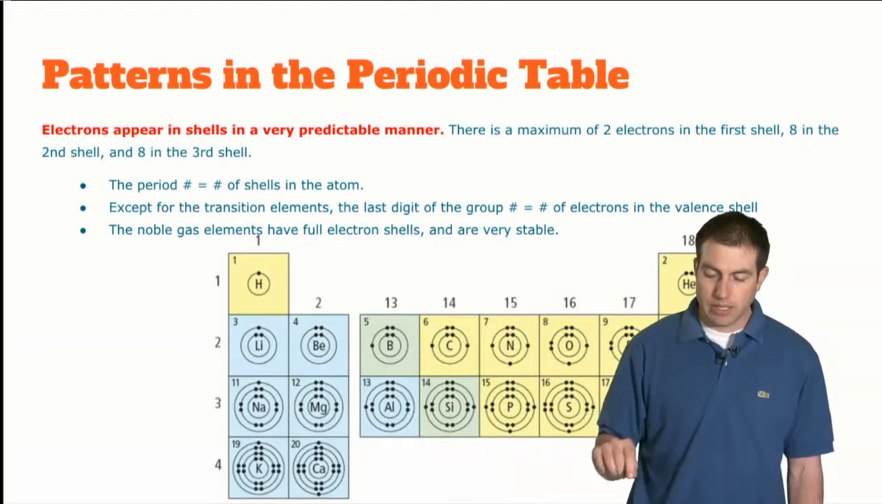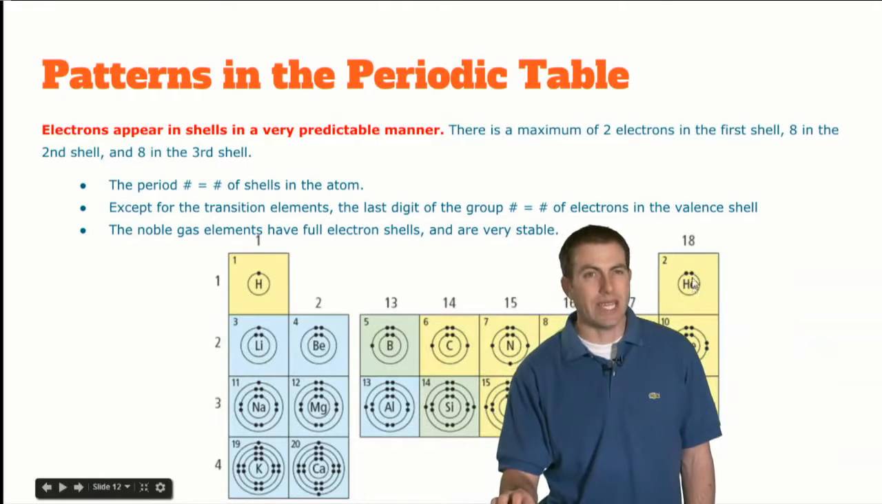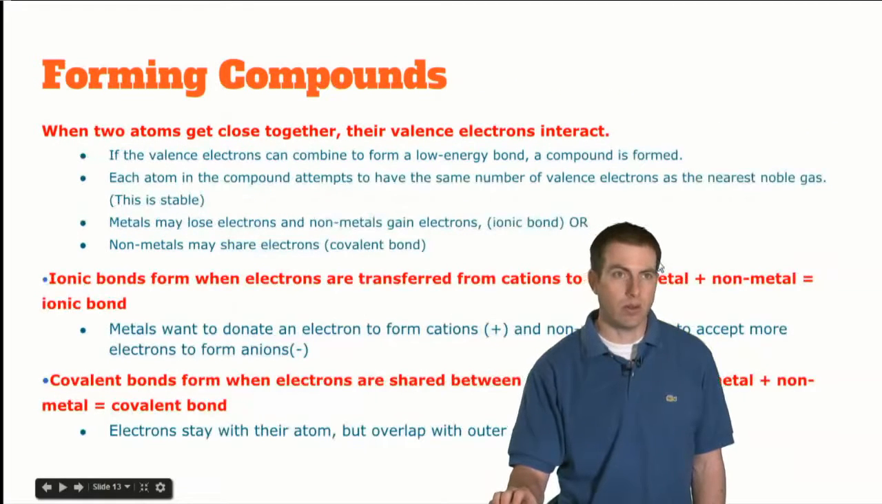The only exception is helium, because helium's in the 18th column, so you'd think, oh, maybe it has 8 in its outer shell, but that first shell only holds 2. So that's where you run into one exception to that rule.